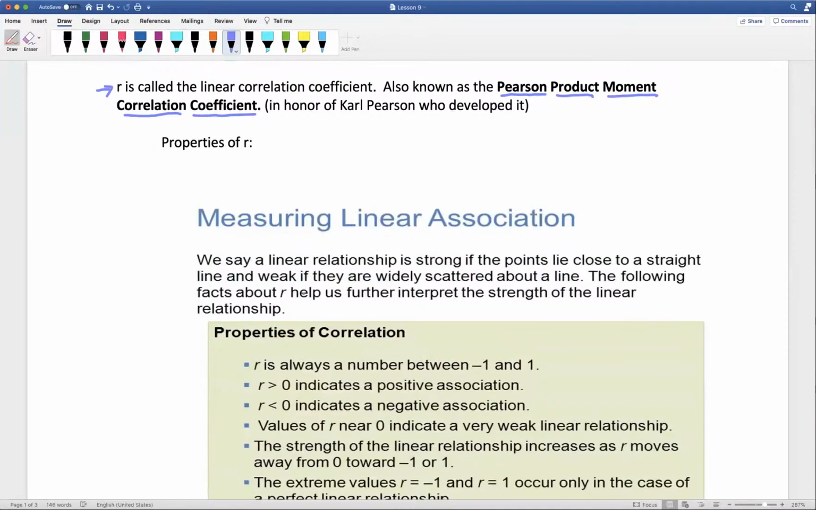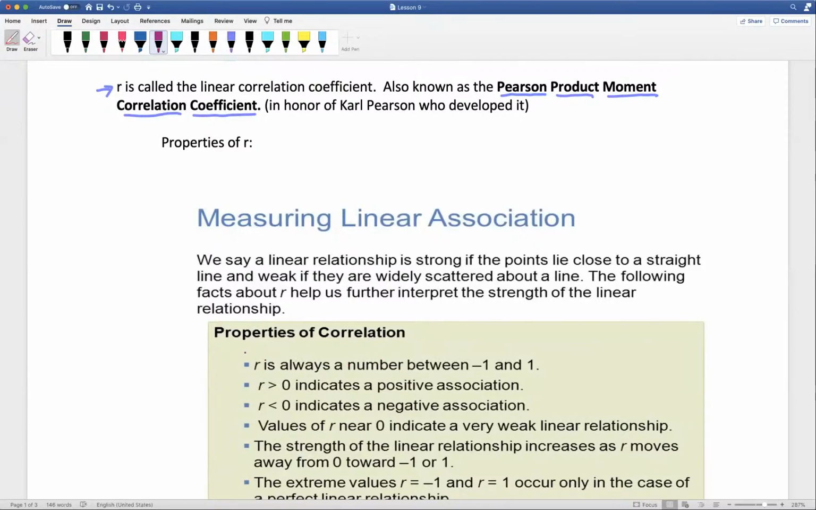We say that a linear relationship is strong if the points lie close to a straight line. So if you have a bunch of ordered pairs, and it looks like you could form a pretty good line from those ordered pairs, then we say that it is a strong linear relationship between two variables. And weak if they're widely scattered about a line. So if you see a bunch of ordered pairs which doesn't look anything like a line, then we say that there's a weak correlation. And the following facts about R help us further interpret the strength of the linear relationship.